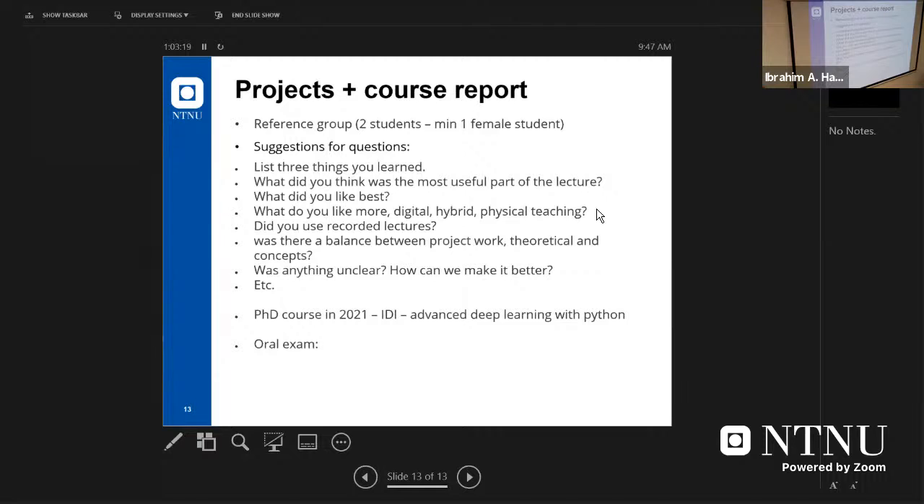So also we need to get some input from you. Was anything unclear? How can we make it better? How can we improve? So you can just make an evaluation also. If we have a scale from maybe 0 to 5, you can just make some evaluation, for example, right? So it will be very, very useful input from you. So please select this reference group, and they should write a report and add their names at the end of the report as the reference group with their contact information.